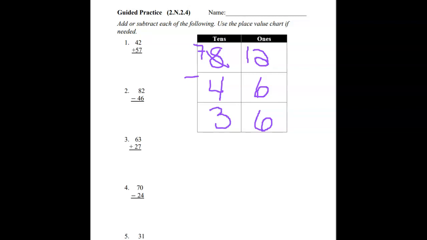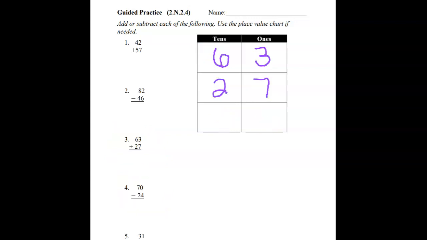All right, do these ones on your own. 63 plus 27. And 70 minus 24. So pause the video and complete those two. Okay, 63 plus 27. So we have 7, 8, 9, 10. Oh, it's a multi-digit number. So we put the 0 here and put our extra 1 up here. So now we have 6, 7, 8, 9. So this becomes 90. Is that what you got?